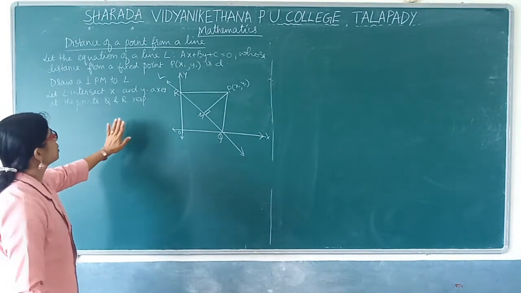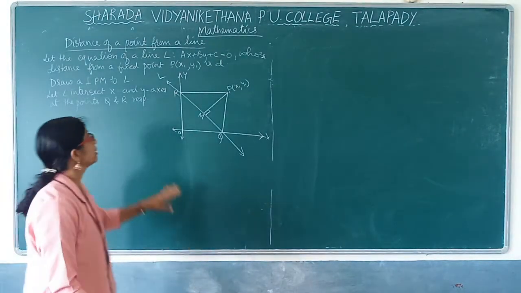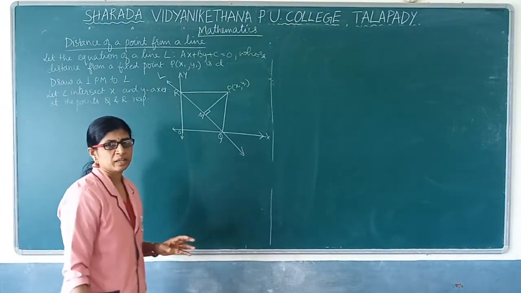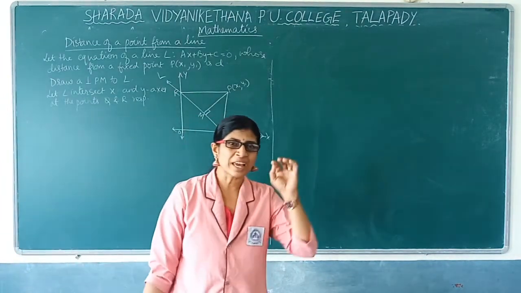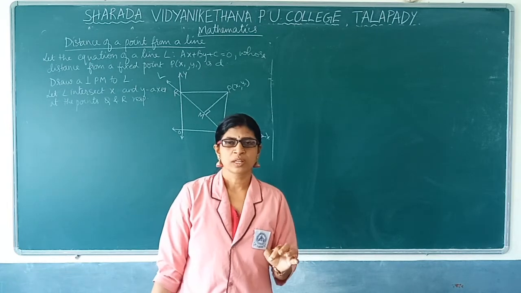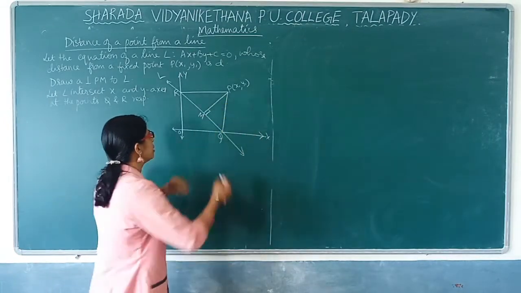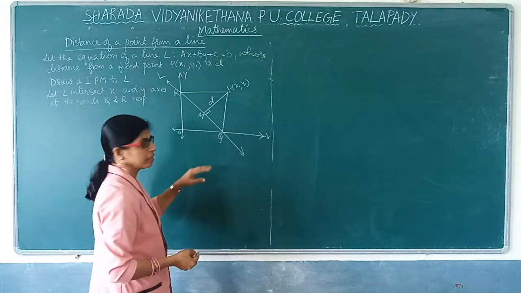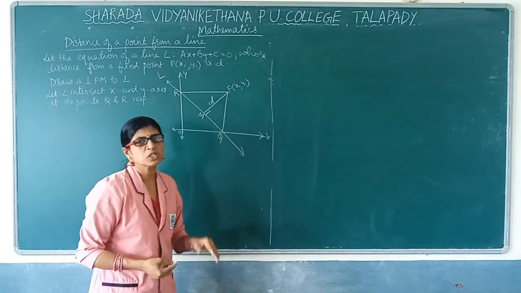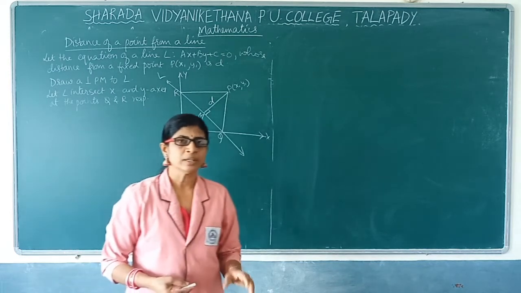Now let us derive a very important formula, that is the distance of a point from a line. In the normal form we have seen the line at a distance from the origin. Now just reverse the case. We have a point, it is at a distance d from the line. So an expression for this distance d we are going to derive now.